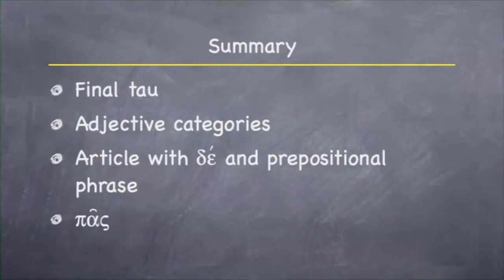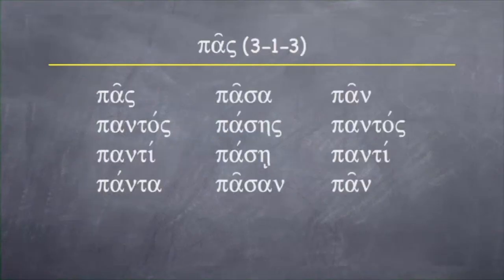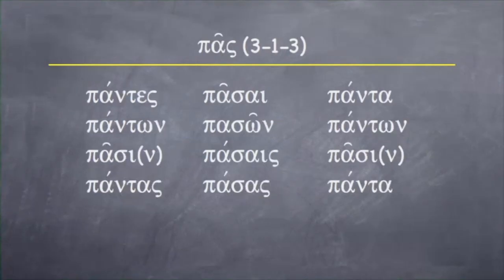We learned rule 8, that a tau cannot stand at the end of a word and it's going to drop off. We learned 4 different categories of adjectives. We learned that ho can be translated as something other than "the," and the expression ho de most likely means "but he." And we memorized pas, the paradigmatic form that's so important to know for 313 constructions.